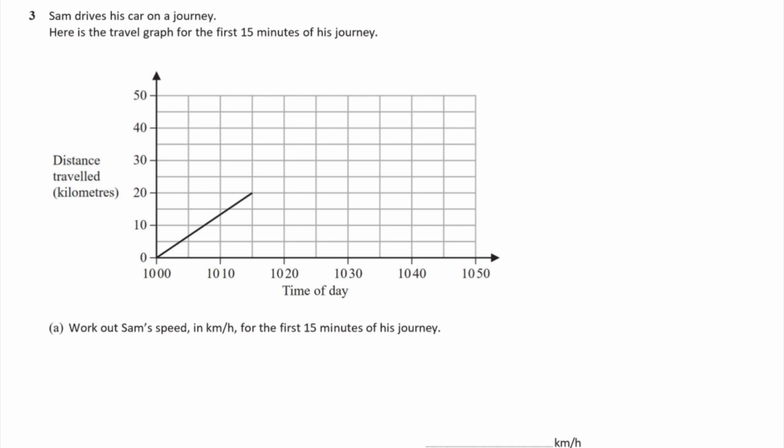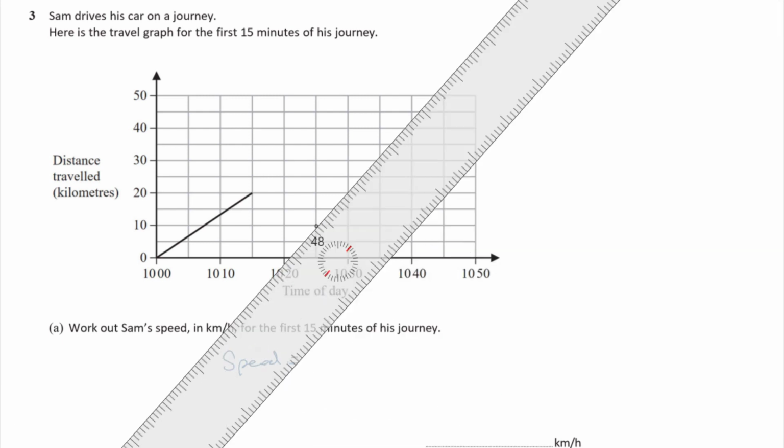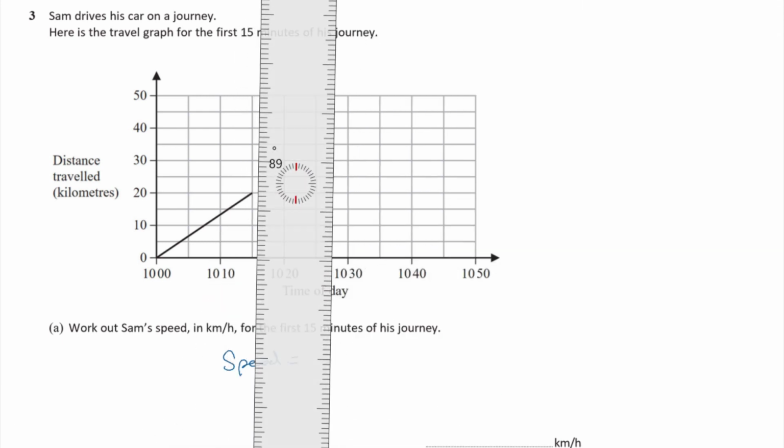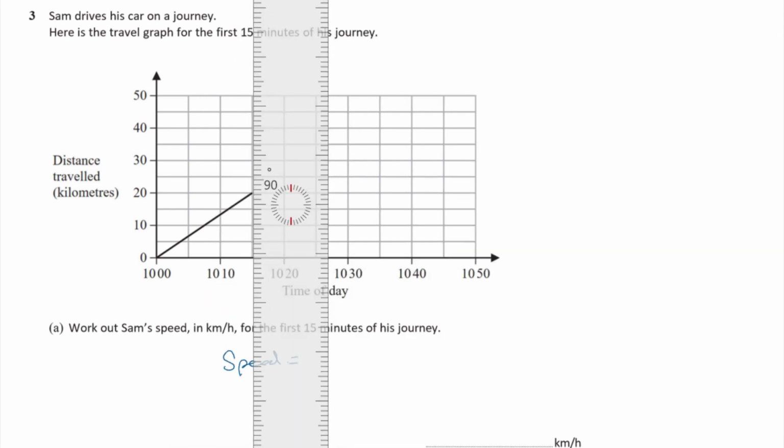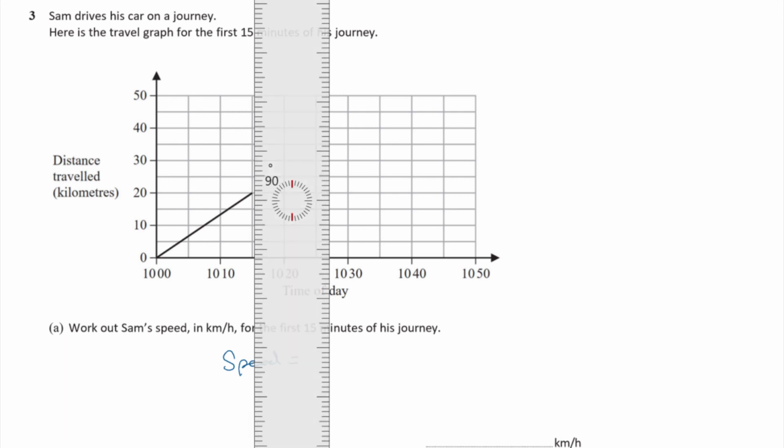Now, speed can be found by looking at the gradient of a distance time graph. Okay, because speed is the rate of change of distance with respect to time. So if I can find the gradient of that line, I should know what the speed is. Okay, so just going to get a ruler out, just draw a little triangle here. Okay, and then we're going to look at change in y divided by change in x.